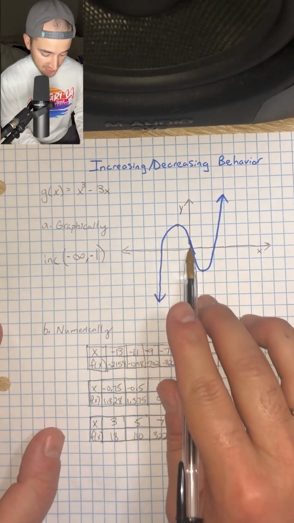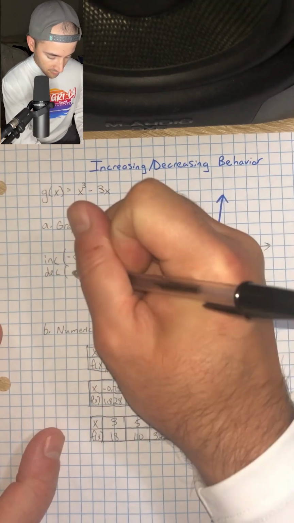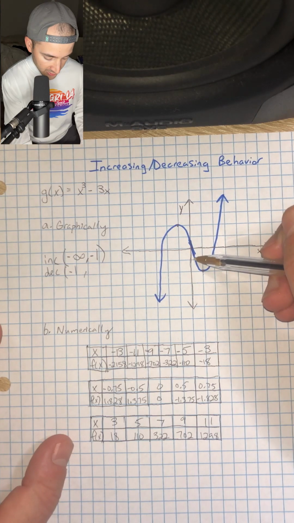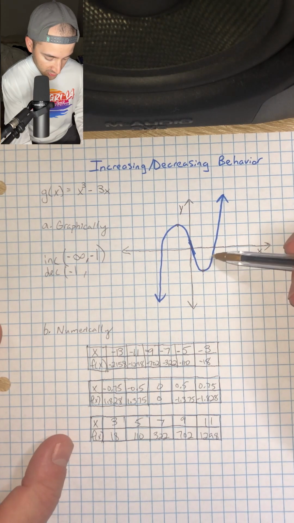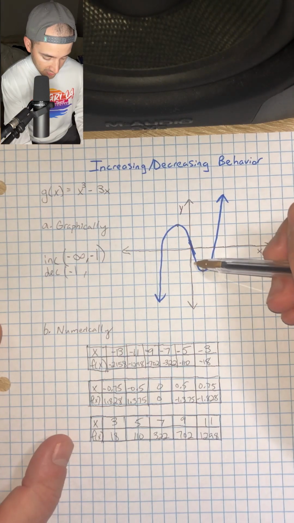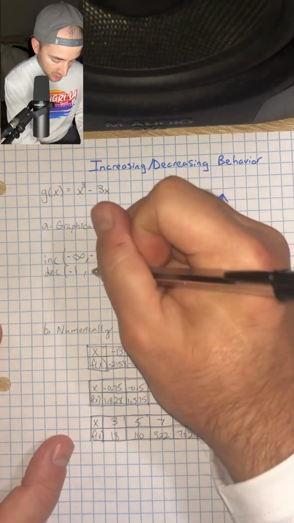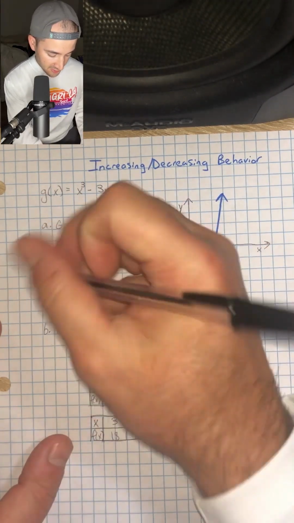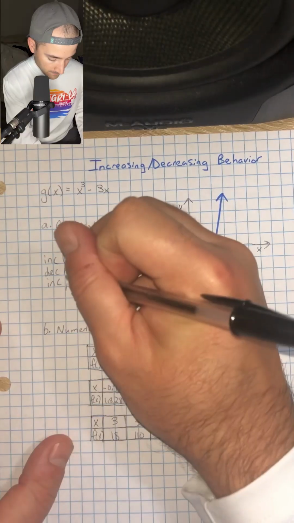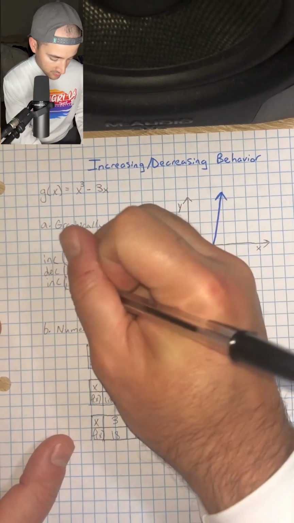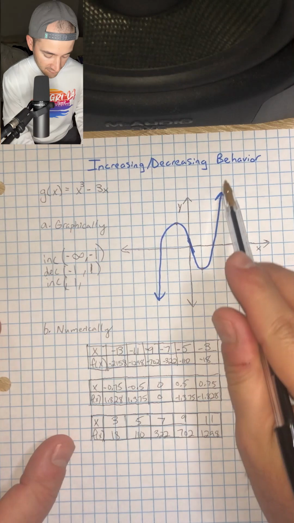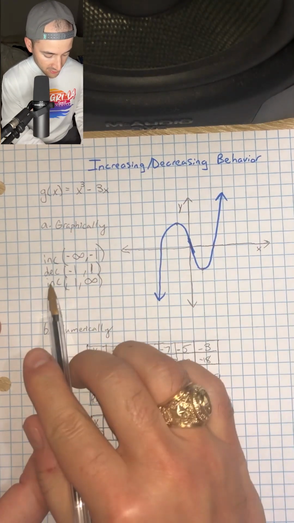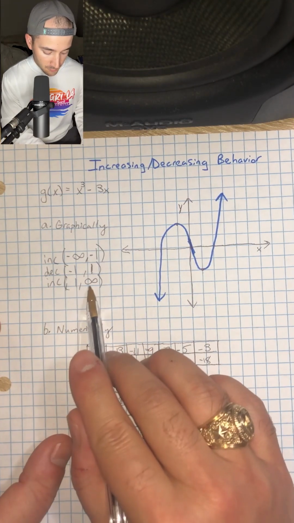Then we start decreasing, so I'm going to put decreasing from -1, and it looks like we decrease until we get down to here at the bottom, and then we start increasing again. So we're going to decrease until x approaches 1. And then we're going to start increasing again, so INC from 1, and then we just go towards infinity forever. So we're going to increase again from 1 to positive infinity.